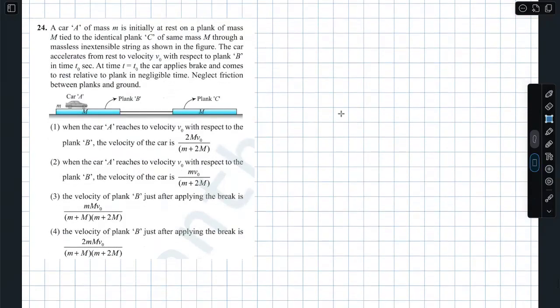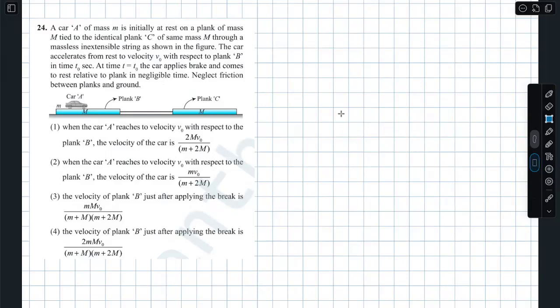A car A of mass m is initially at rest on a plank B of mass M, tied to an identical plank C of the same mass M through a massless inextensible string as shown in the figure. The car accelerates from rest to V0 with respect to plank B in time t0 seconds. At time t equal to t0 seconds, the car applies brakes and comes to rest relative to the plank in negligible time. Very important model and difficult question. One of the most difficult questions this week.